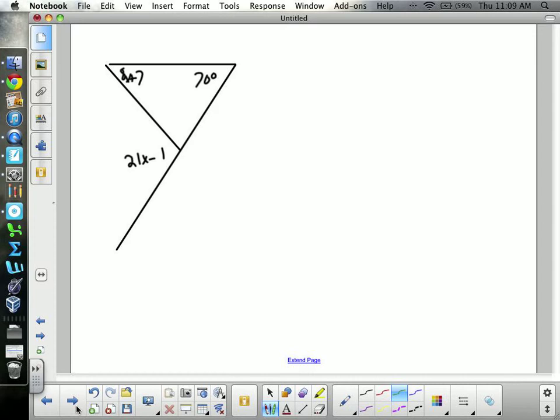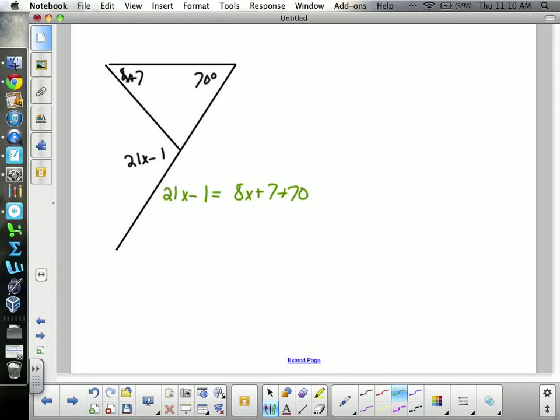Because here you have to know the exterior angle theorem in order to make this work. You have to know that 21x minus 1 is going to equal the sum of the two remote interiors, 8x plus 7 plus 70. Without that, you've got a huge mess.